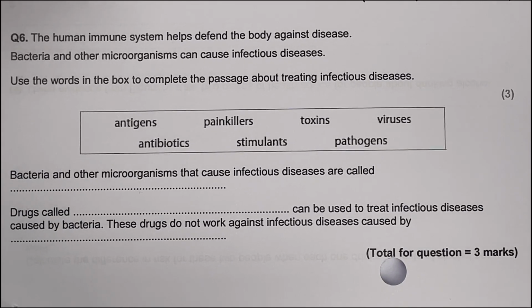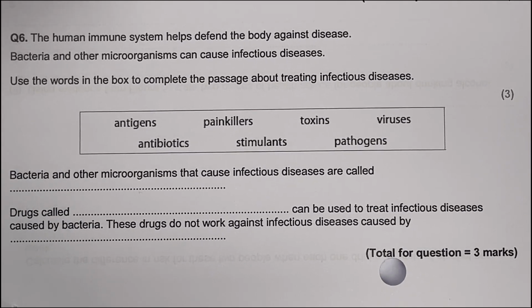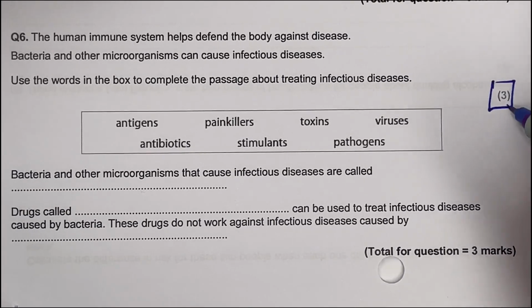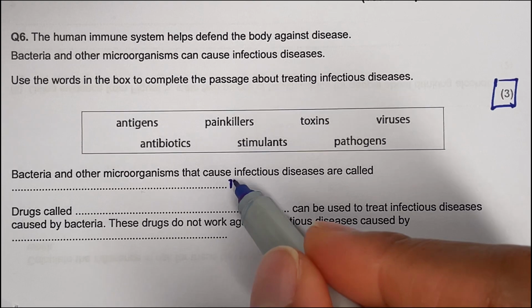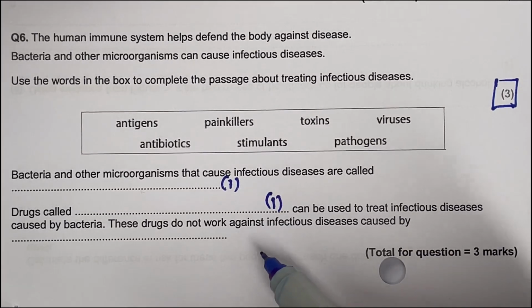The human immune system helps defend the body against disease. Bacteria and other microorganisms can cause infectious diseases. Use the word in the box to complete the passage about treating infectious disease. Step 1. The question is what? 3 marks. Clearly, I have to write down 1 point over here, 1 point over here, and 1 point over here.